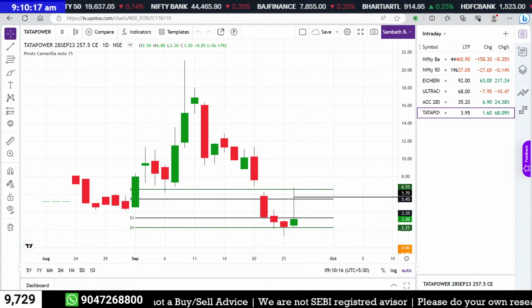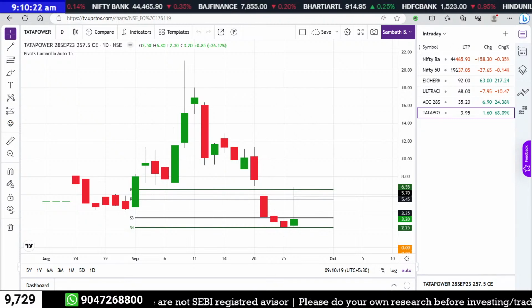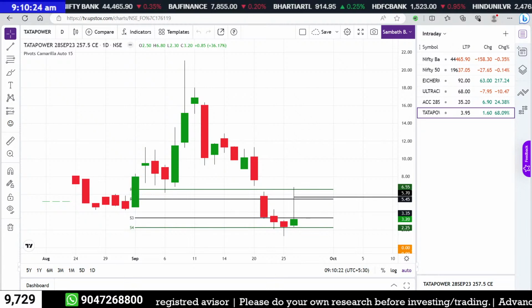And in this live session, we are going to try to find out some trade opportunities by using our Google Sheet. It's a stock option scanner.